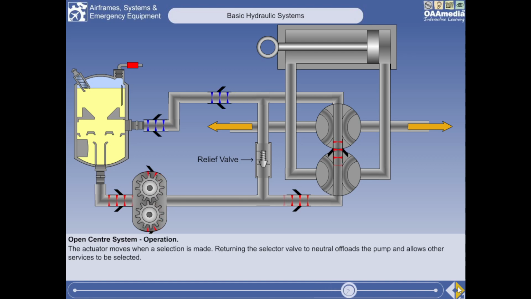This type of system is popular in many light aircraft, which do not require a constant pressure to be maintained all the time. Only items such as landing gear and flaps will be powered for short periods of time on each flight.